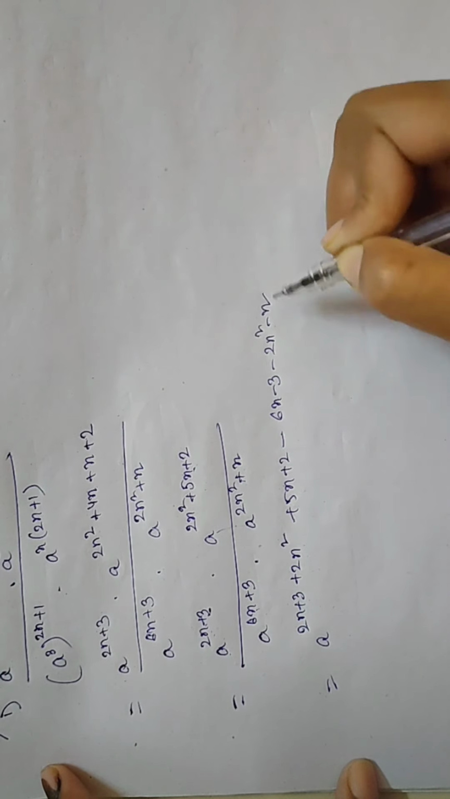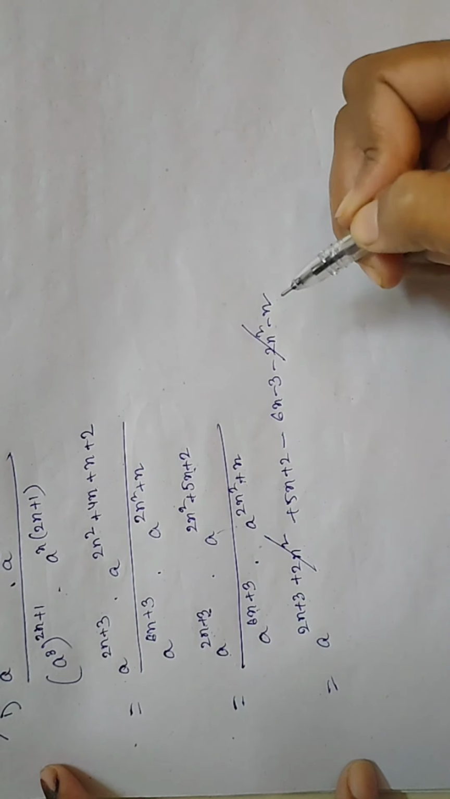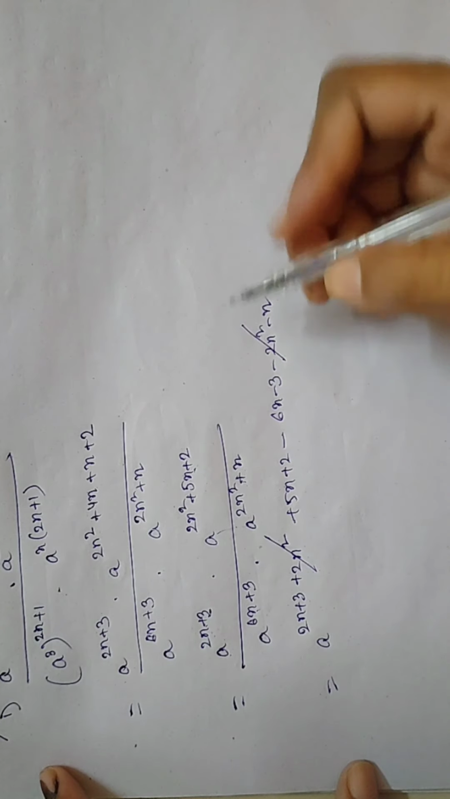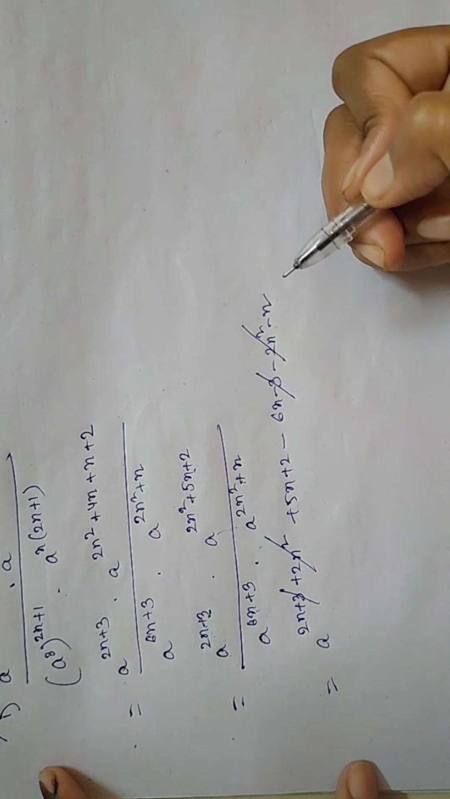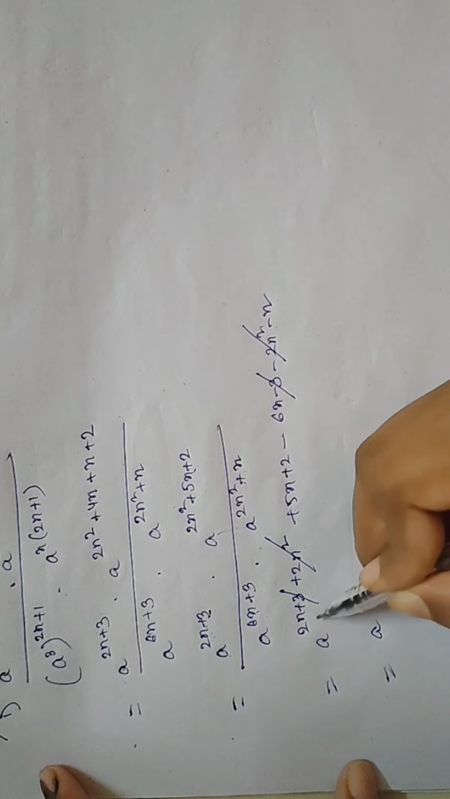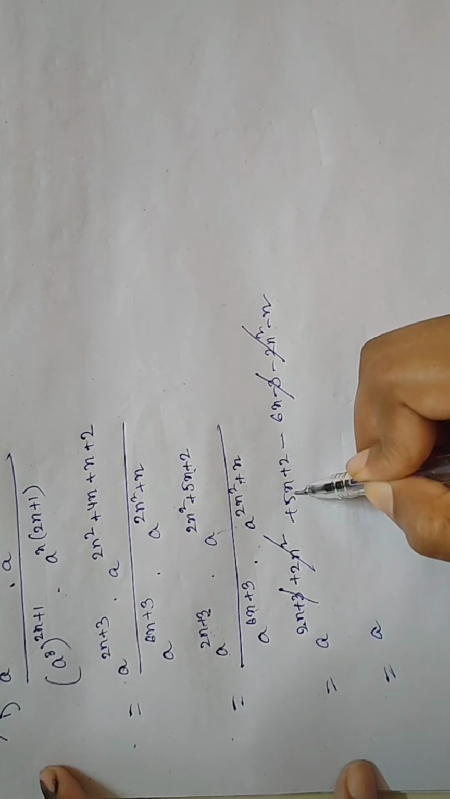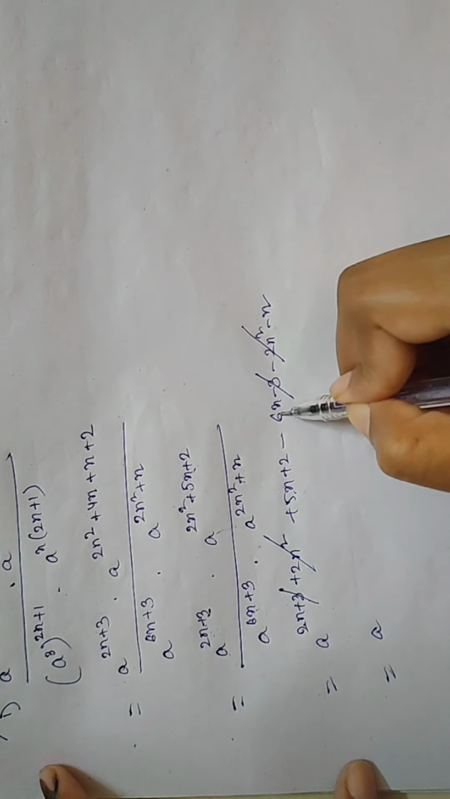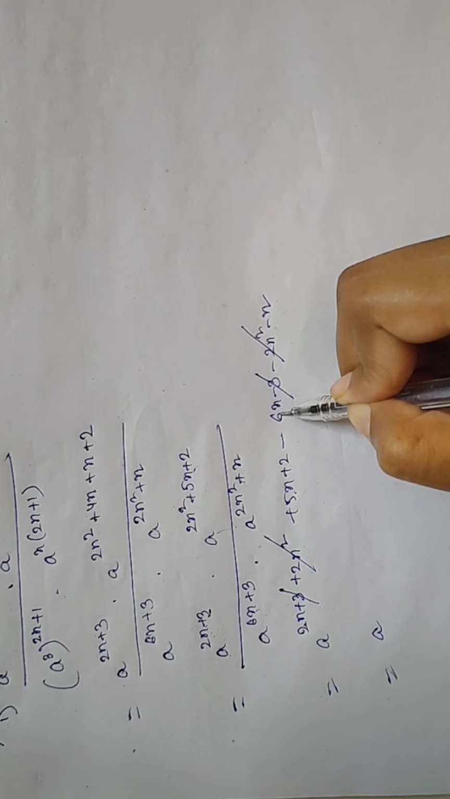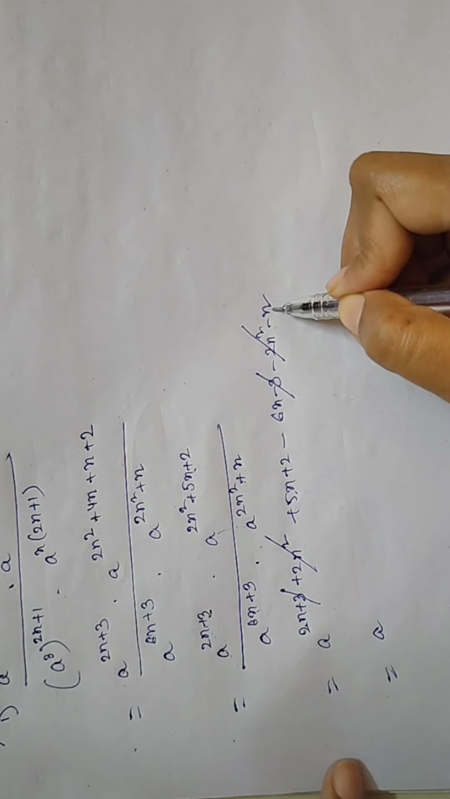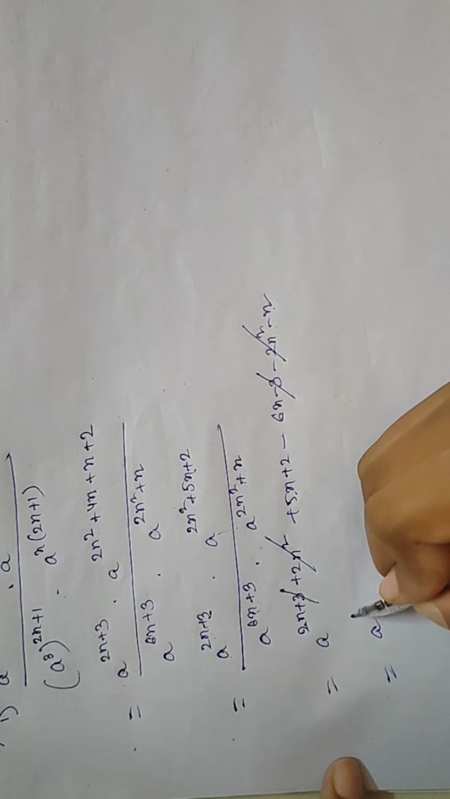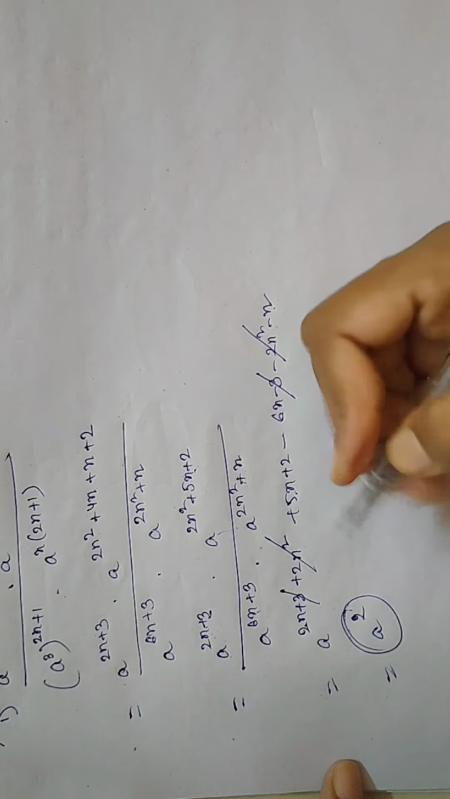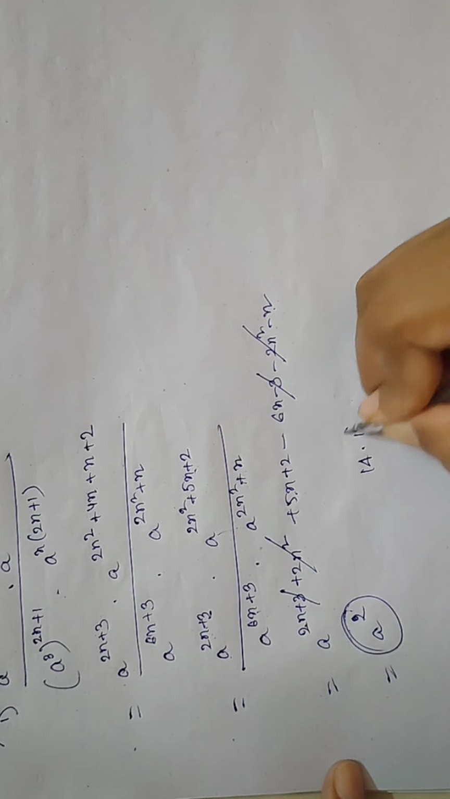2n square gets cancelled out. Now 3 minus 3 gets cancelled out. And see, 2 plus 5, 7. 7 minus 6, how much? n minus n, 0. Okay, fine. And only 2 will be left over. That is, a square will be your answer. Try to solve 14 2 yourself.